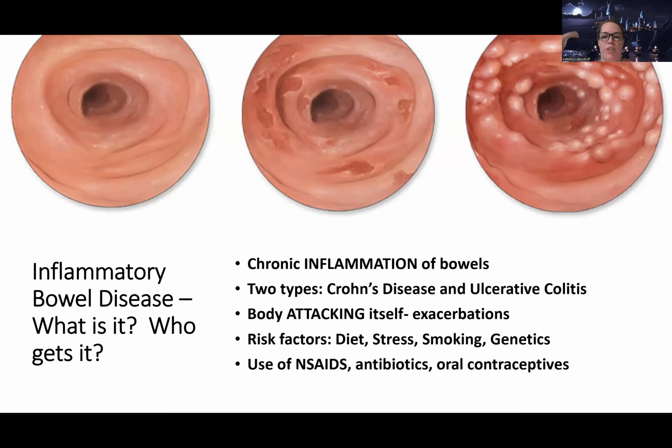Risk factors are going to be genetics, diet, stress, smoking, the typical offenders, and then also any GI irritants, so things like NSAIDs, antibiotics, and oral contraceptives.